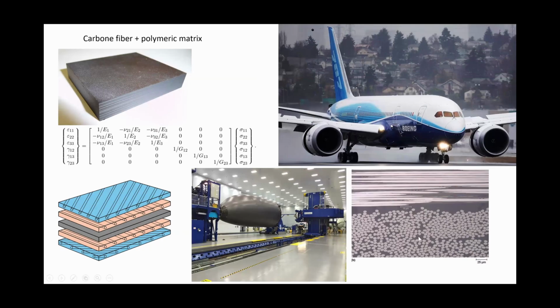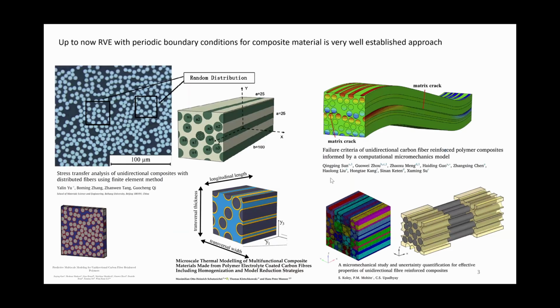About 50% of fiber fracture, and usually it has linear response when we have elastic stage of deformation. And it's very usual approach to get effective properties for composite material using this periodic cells of the material or representative volume element.